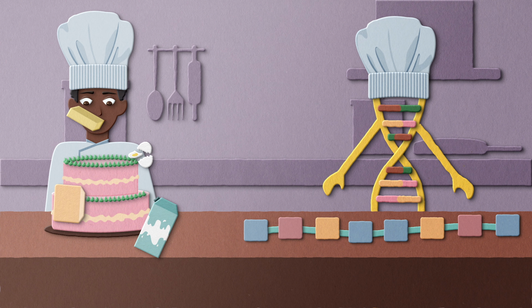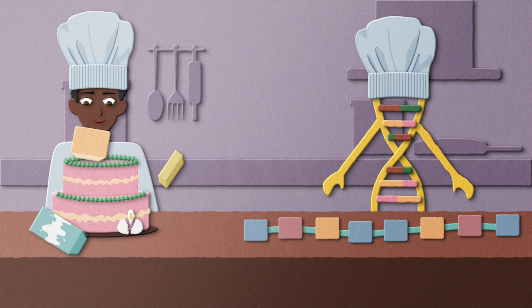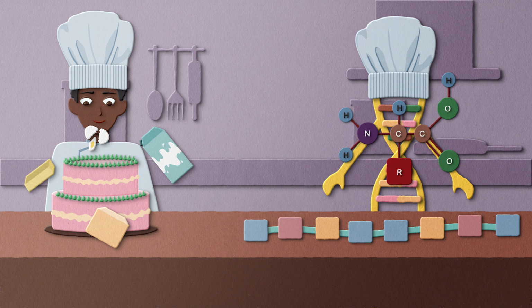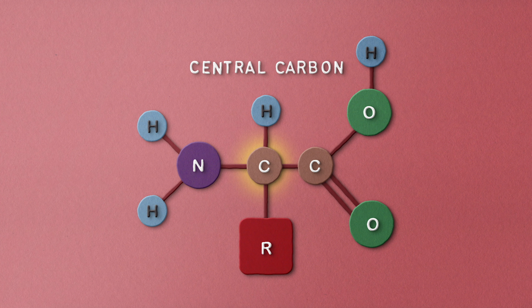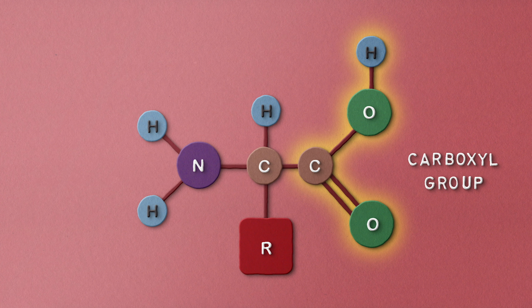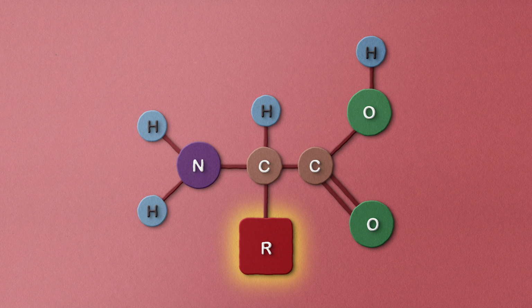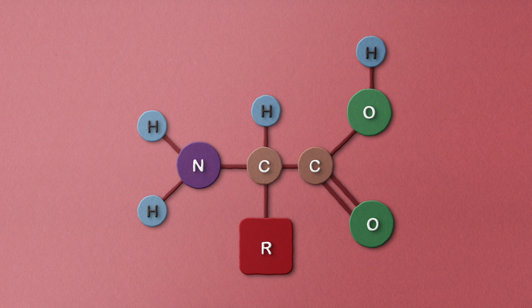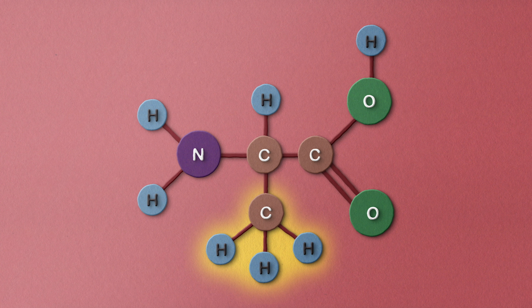Much like how all cakes start with the same base ingredients, all 20 amino acids have the same main structure: a central carbon, the alpha carbon, an amino group, a carboxyl group, and a hydrogen atom. The R group or side chain is the key to forming a unique amino acid. For example, if the R group is a hydrogen atom, that means the amino acid we're looking at is glycine. But if the R group is a methyl group, then we're working with alanine.